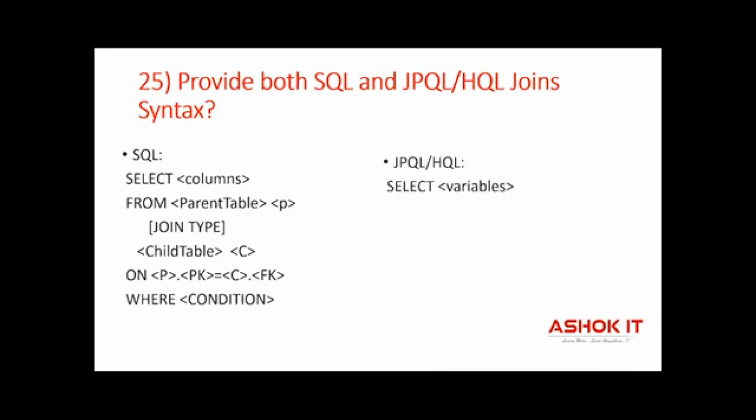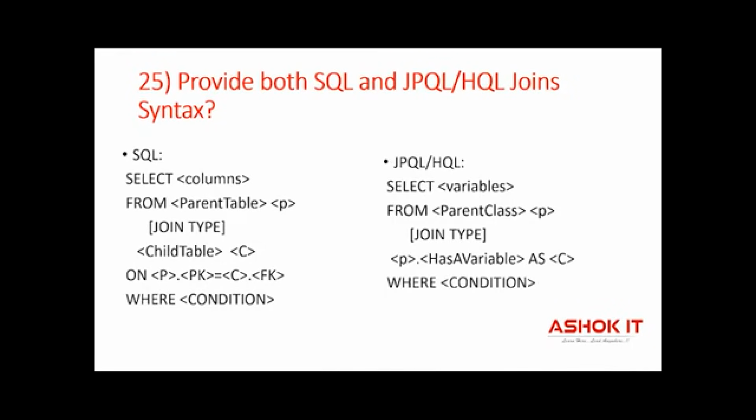In case of JPQL, HQL, look at the syntax. There will be no ON clause available. Here we have to take a mapping variable. In case the Customer class has an order variable ord, then it looks like: from Customer c inner join c.ord as o. Like that it is going.